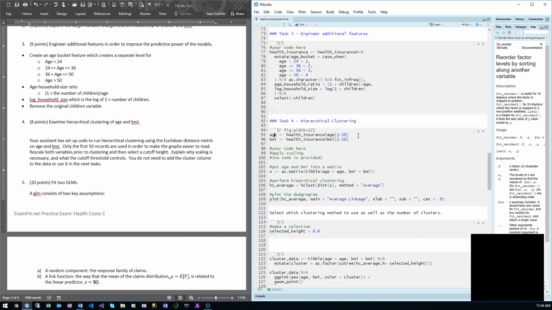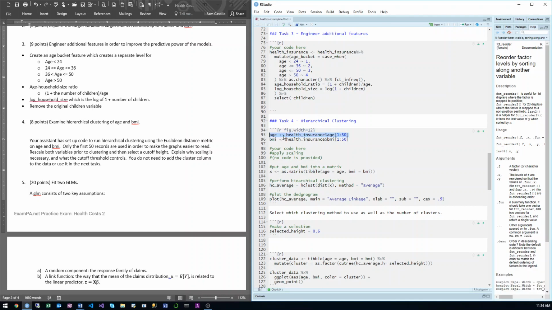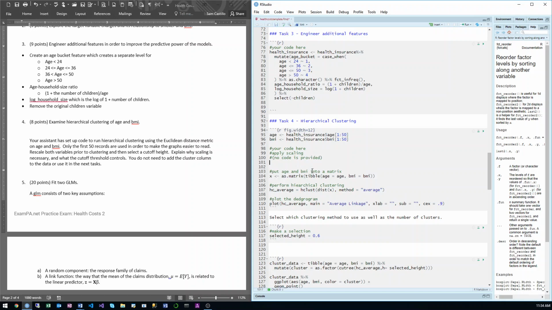Here you can see the code is creating a variable called age, which is taking the first 50 records. And it's also doing this for BMI. And then it says your code here, apply scaling. No code is provided. Then it puts age and BMI into a matrix, performs hierarchical clustering, plots the dendrogram. So what is scaling? What does scaling refer to?